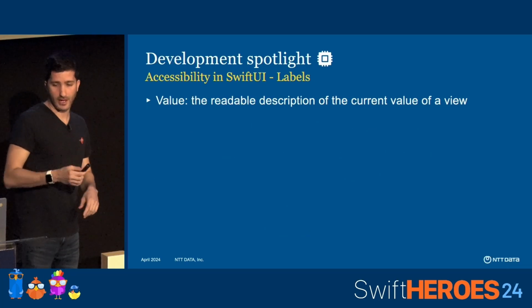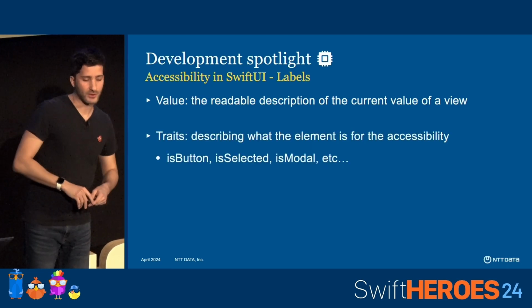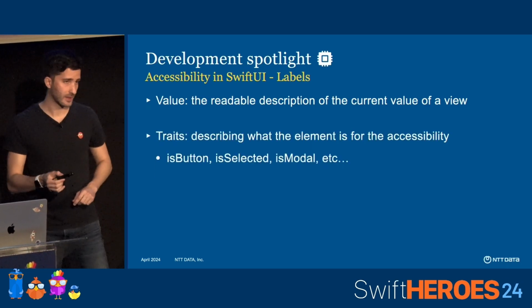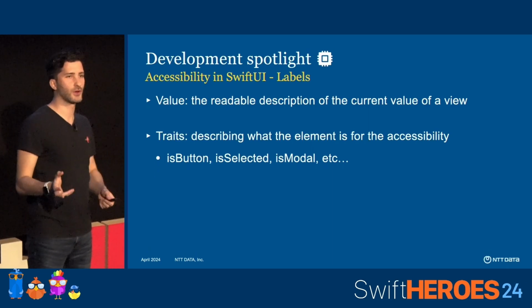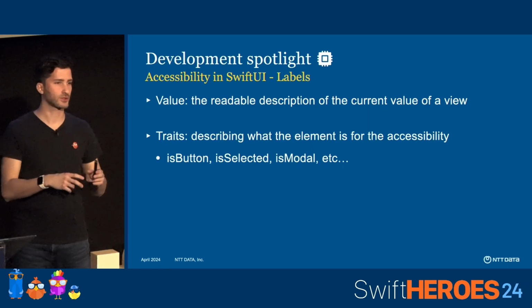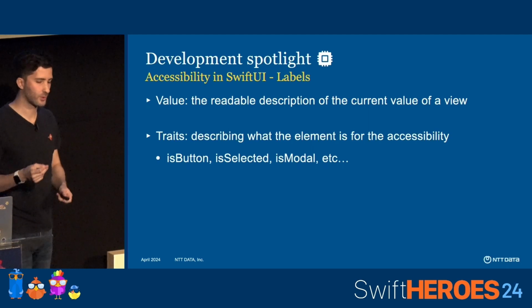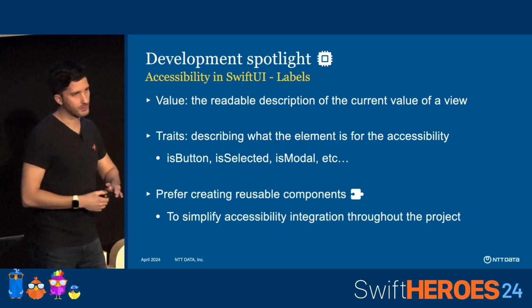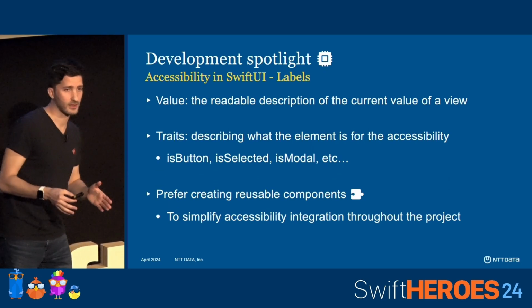Accessibility elements also have a value, which is the readable description of the current value of a view. We have traits describing what the element is for accessibility, and we can add them to our custom controls or maybe even custom views. For example, a button knows that it's a button, but for an image with a tap gesture attached to it, a blind user might not know that it's pressable, so we need to add that trait to the image.